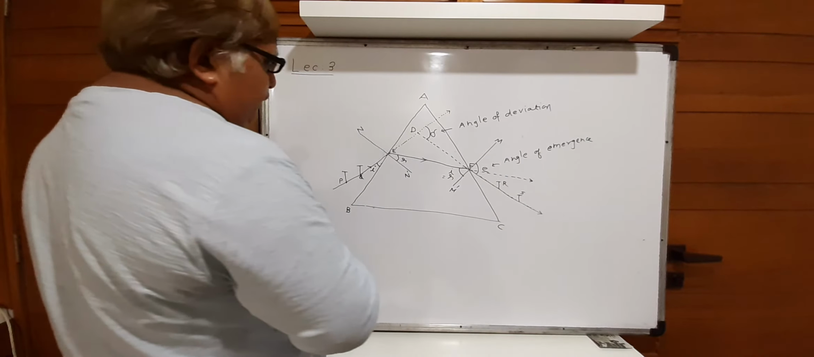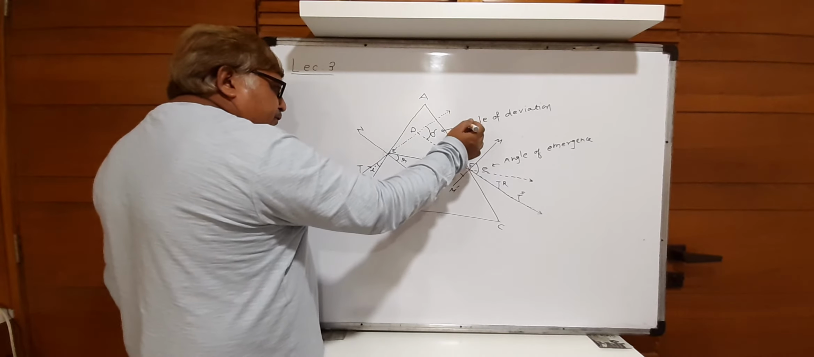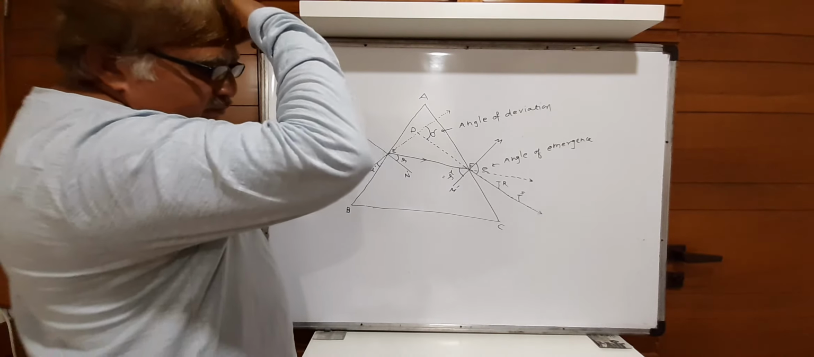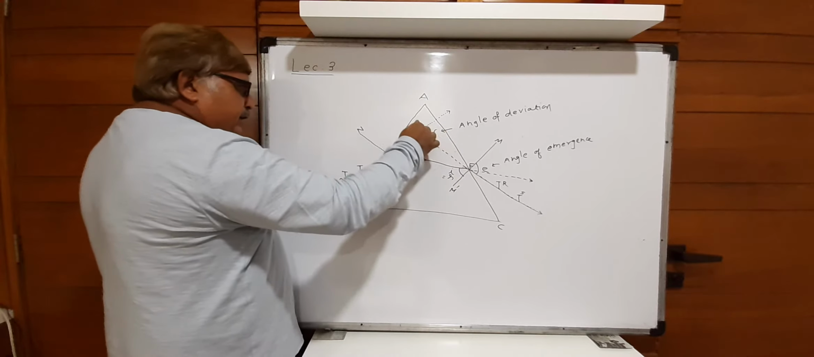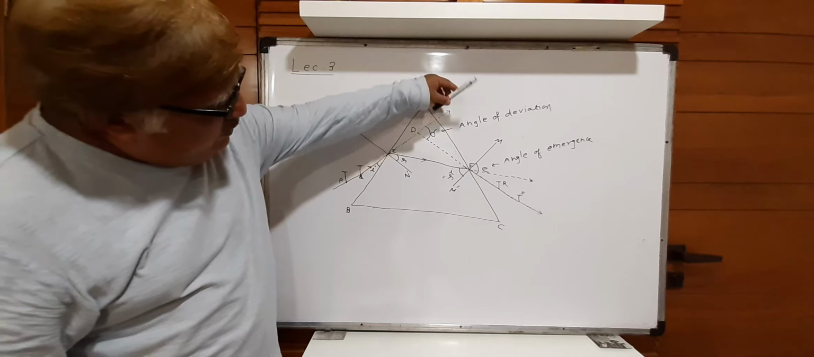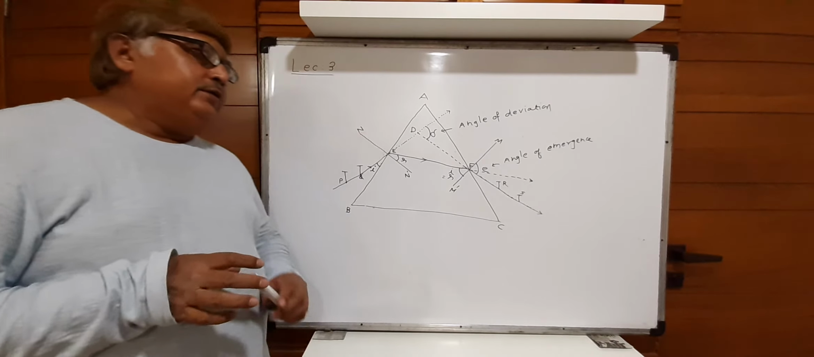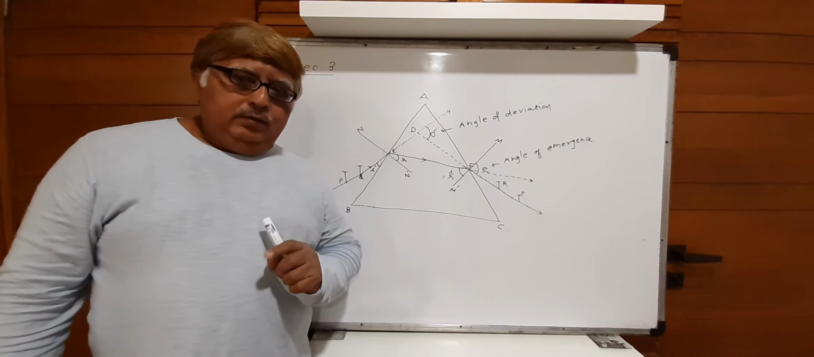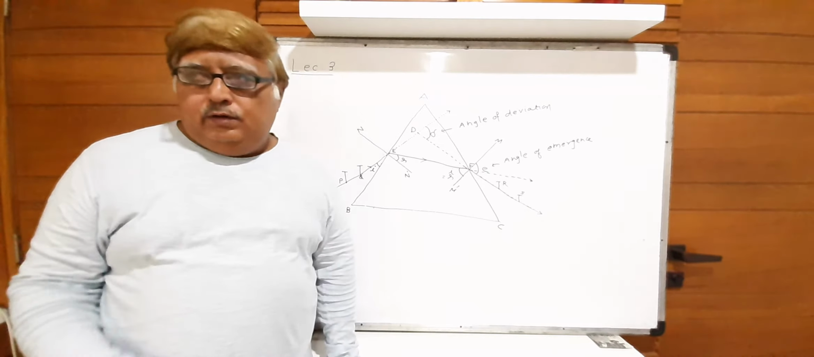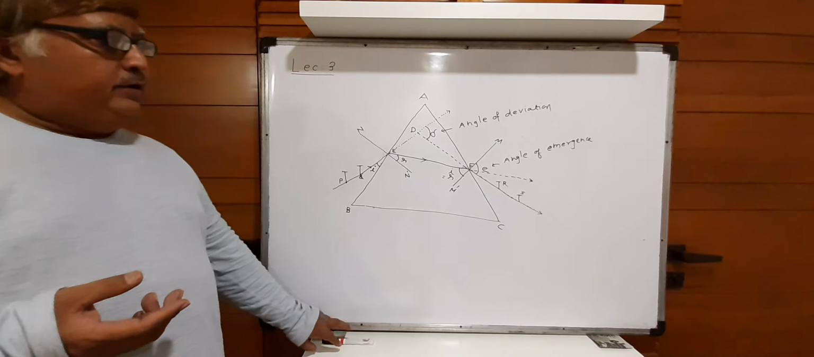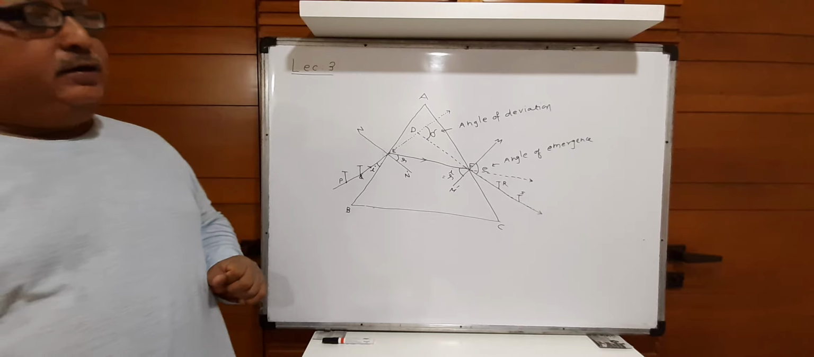One more thing which you need to understand: what is angle of deviation? How will you define it? The angle formed between the incident ray and the emergent ray is called the angle of deviation. Note it down. What is angle of deviation? The angle formed between the incident ray, when we extend it in this direction, and the emergent ray is called the angle of deviation.